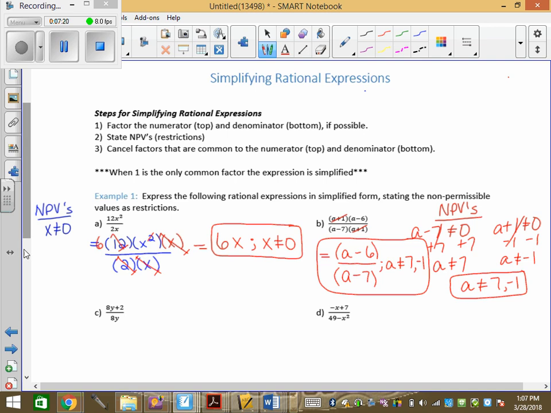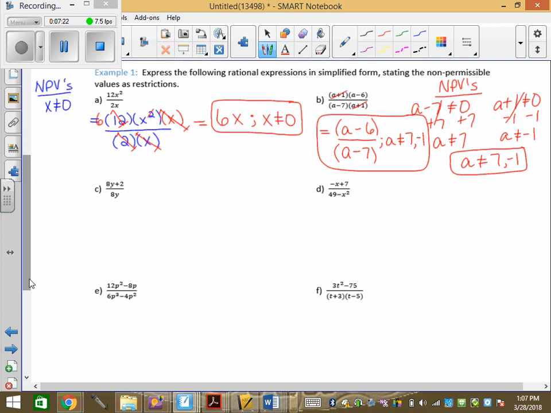C. C has 8y plus 2 in the numerator and 8y in the denominator. What could I do to the numerator? Anything? Nope. What could I take out of the numerator? This 8y plus 2 is attached, is it not? So could I cross this 8y off with this 8y? No. And this 8 and this y are attached by multiplication symbols, so they're technically separate.